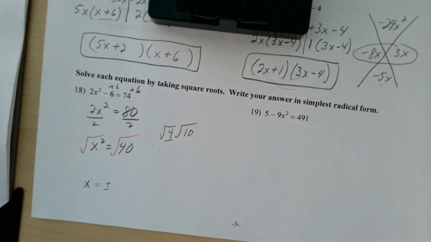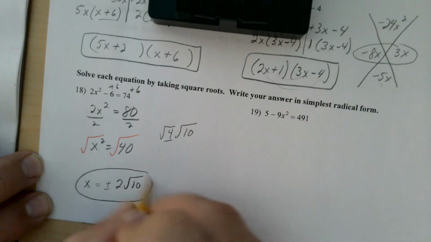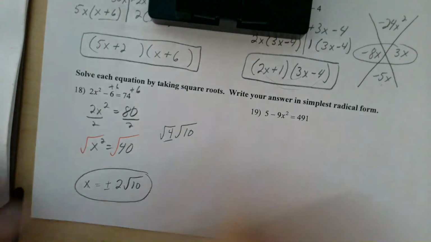You always want to find the largest perfect square that's a factor of the number. So square root of 4 becomes a 2. The 10 stays a radical. And now it's in simplest radical form. Okay? The next one, just as easy.